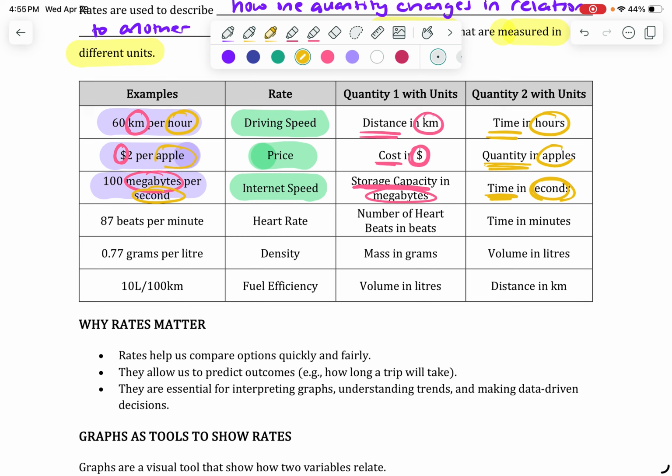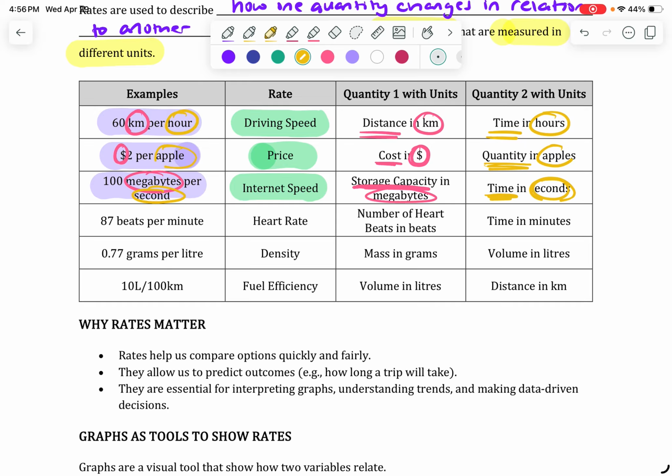Okay, I'm not going to go through and highlight the rest, but things like beats per minute, that's your heart rate. And we're taking a look at the number of beats over time. Grams per liter, that measures density. If you think back to grade 8 science, what a time. But again, it's the mass in grams over the volume measured in liters.